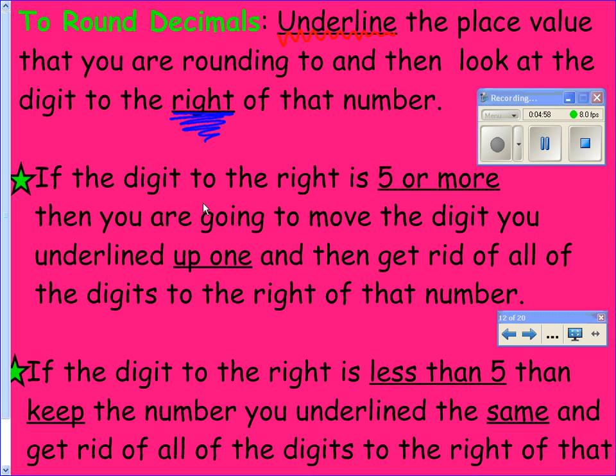Okay, when you look to the right, if the digit to the right is 5 or more, then the digit that you underlined is going to go up 1. Then all of the other numbers fall off. If the digit to the right is less than 5, then the number that you underlined stays the same, and still all of the numbers fall off. So let's do some practice.